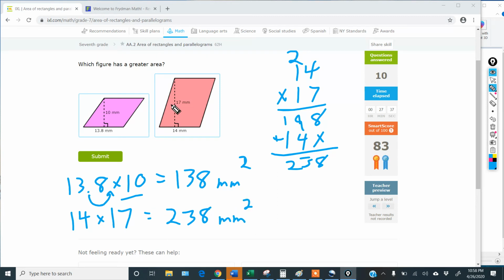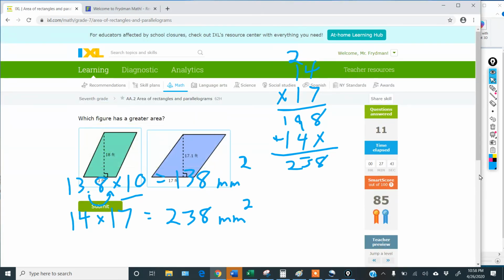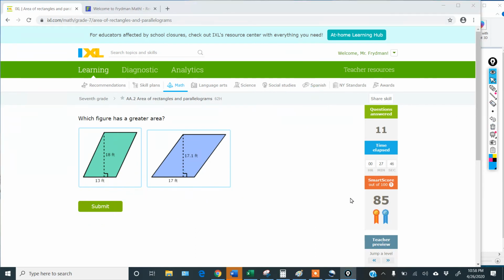So yeah, of course, this area turns out to be bigger than that one. So we'll click on that, hit submit. Which figure has a greater area? Can we say the same thing that we said last time? Well, in this case, this base is larger than this base, but this height, 17.1, is actually smaller than this height, which is 18 feet. So I have a big number times a small number here. Is that going to be bigger than a small number times a big number?